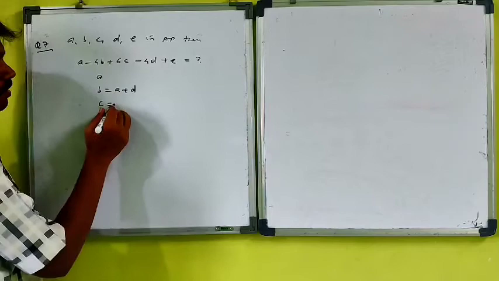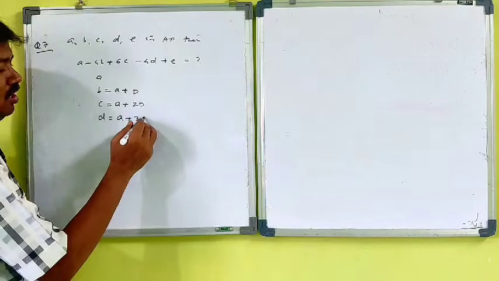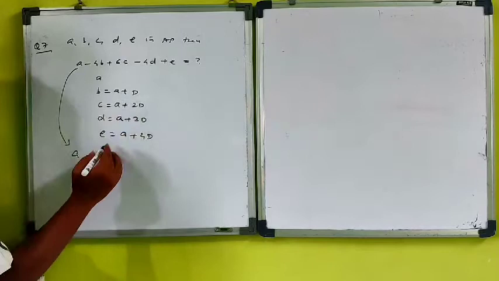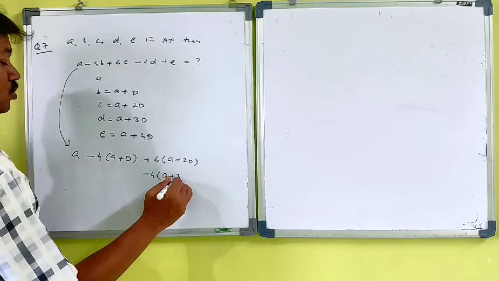C will be A plus 2d, D will be A plus 3d, E will be A plus 4d, and we substitute here in this expression. So A will remain as it is, B value will be A plus d. Similarly, 6 into C, C value will be A plus 2d, minus 4 times D, D value will be A plus 3d, plus E, that is A plus 4d.